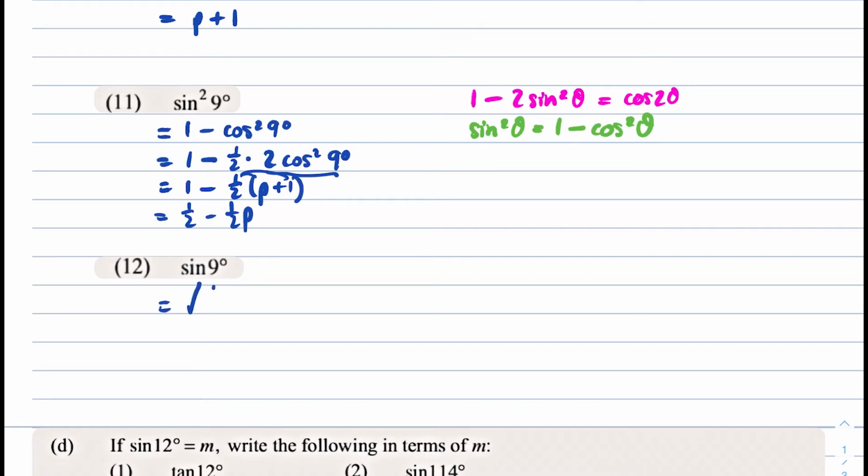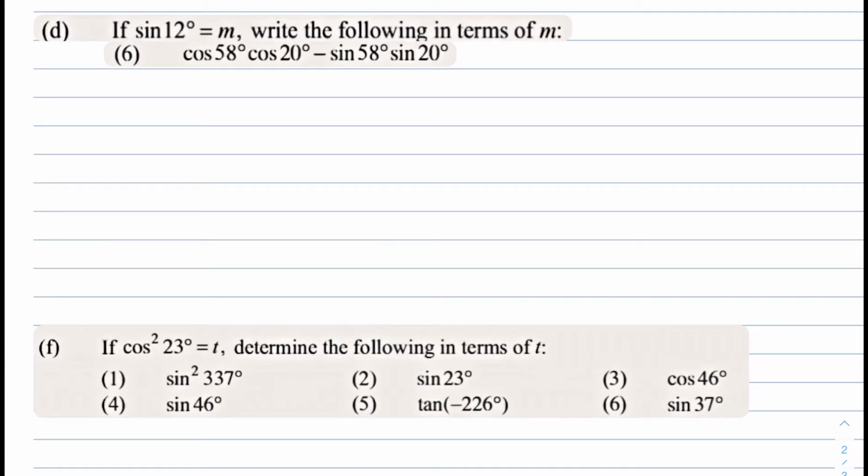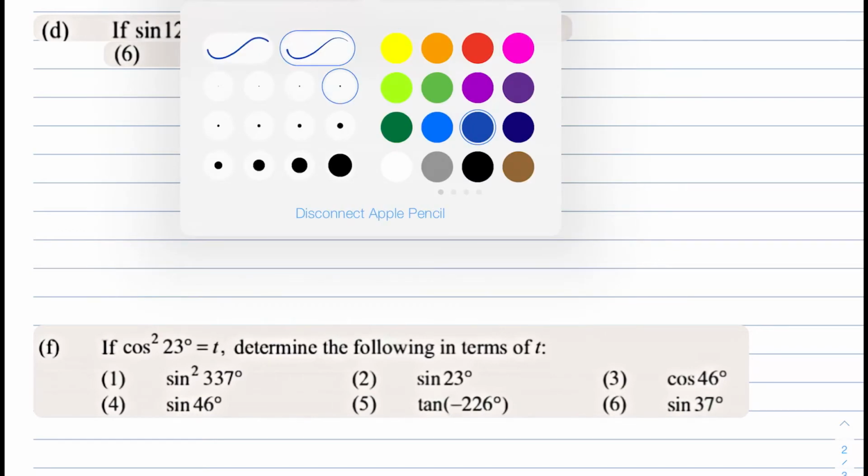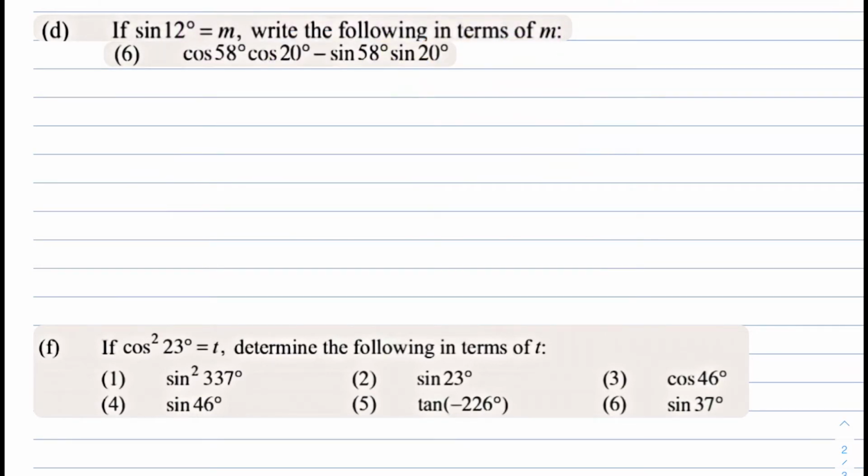Well, that's just going to be the square root of this expression that we have just found. Okay, let's look at question D, and I'm jumping down here to D6, which is also not immediately obvious what we're going to do with D6. If we look at these 58 and 20 degrees, that doesn't exactly lead us to 12 degrees, but we do see our compound angle for cos, the cos of alpha cos beta.